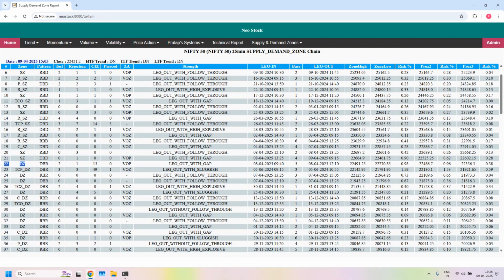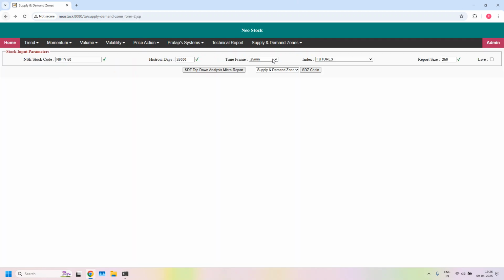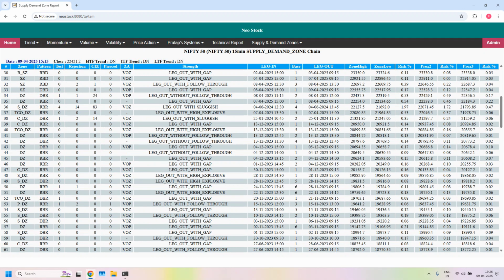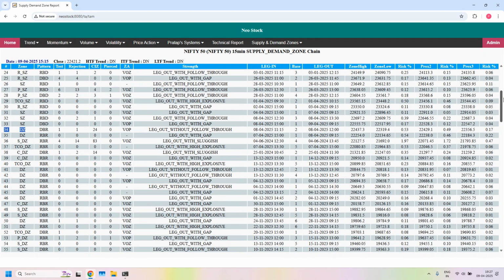Okay, next, the 15 minutes supply demand zone chain for Nifty. All are supply zones. I'm scrolling the list down. Serial number 34 has the nearest demand zone, keeping it in the center.